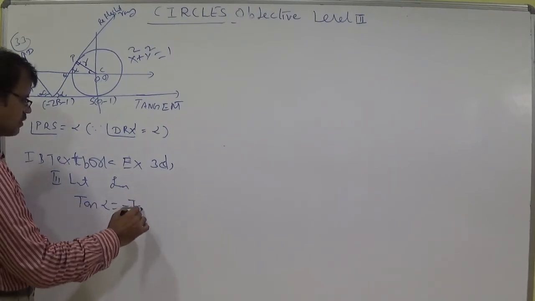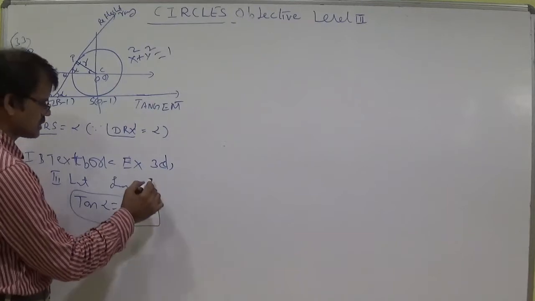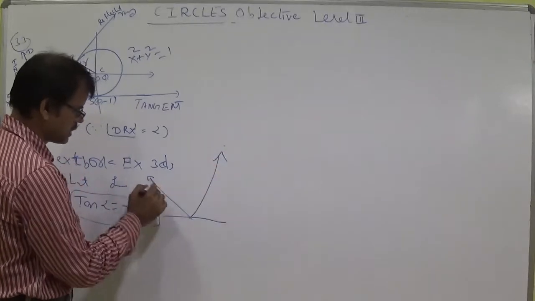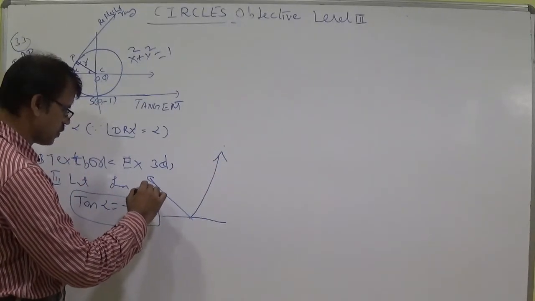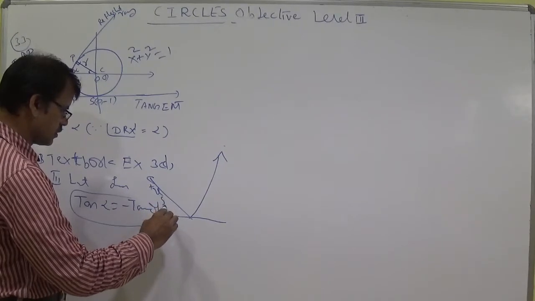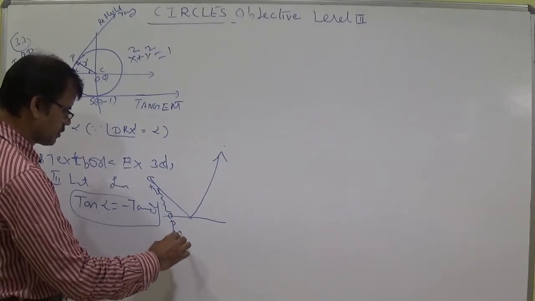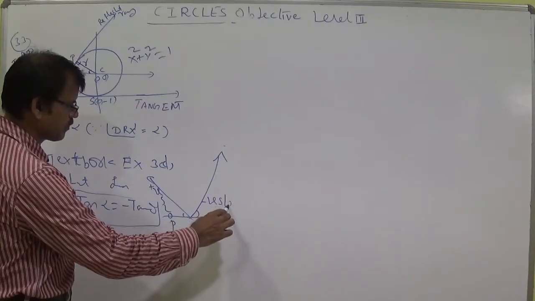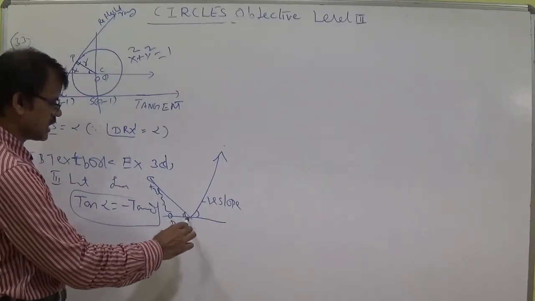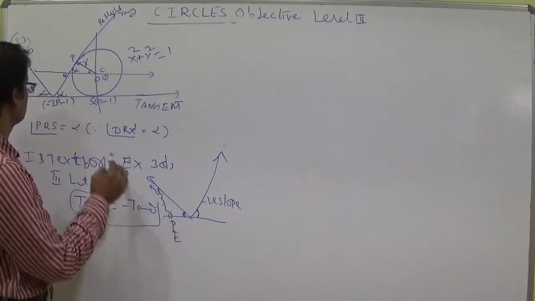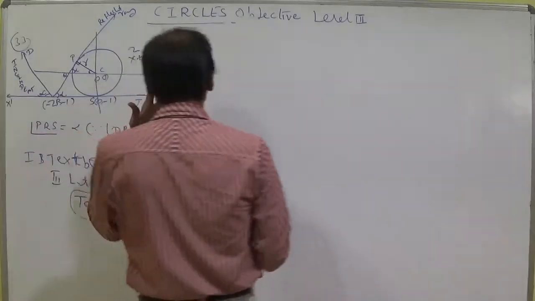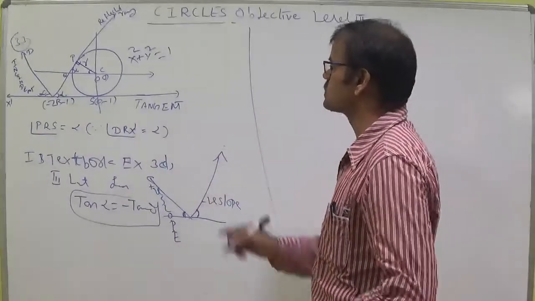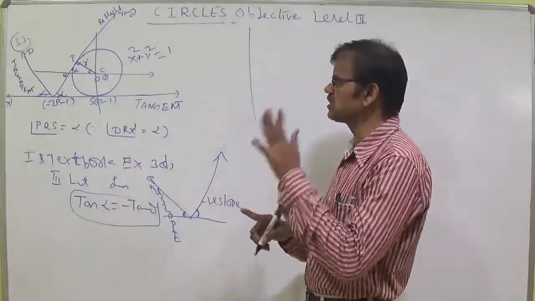alpha is equal to minus tan theta. Because of the reflected ray, the slope becomes negative. If it is a positive slope, because it is reflecting, it becomes a negative slope. This is tan theta and this is minus tan theta. That is the concept. So wherever the concept applies, we should consider the negative slope.